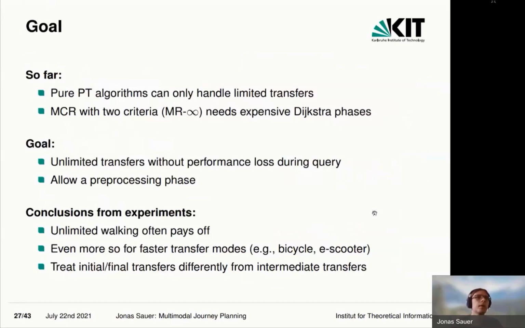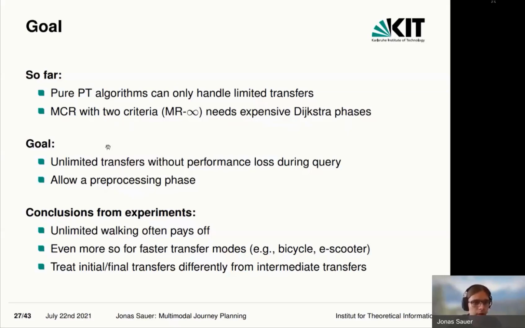So what do we want to do? We saw that pure public transit algorithms can only handle limited transfers, and so far our only alternative to that is MCR. There's a variant of that which only has two criteria, which is called MR-infinity, because it goes back to that MR-X heuristic where X minutes of walking counted as a trip, and we set that to infinity, so walking never counts as a trip. That's basically a two criteria variant of MCR. It needs expensive Dijkstra searches on the road network to explore the transfer mode, so it's much slower than RAPTOR.